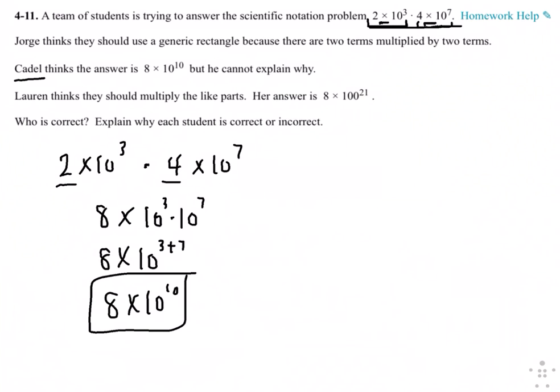And then the last person, Lauren, thinks they should multiply the like parts and gets 8 times 100 to the 21st, and that's just incorrect. She's not applying the properties correctly.